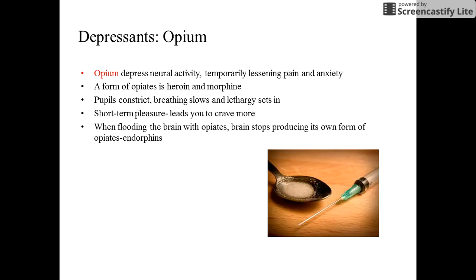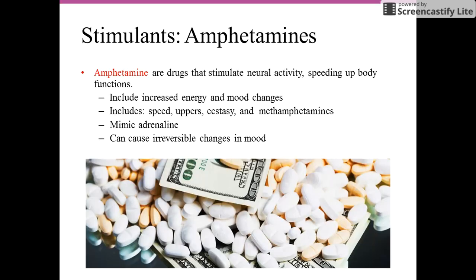Another depressant is opium. Opium depresses your neural activity. It temporarily lessens pain and anxiety. There can be forms of heroin and morphine. Your pupils begin to constrict, your breathing slows down, and you become lethargic. Short term, you may feel pleasure, but then it causes you to start craving more. When opiates flood the brain, your brain stops producing its own endorphins, and over time, again, this can become deadly.